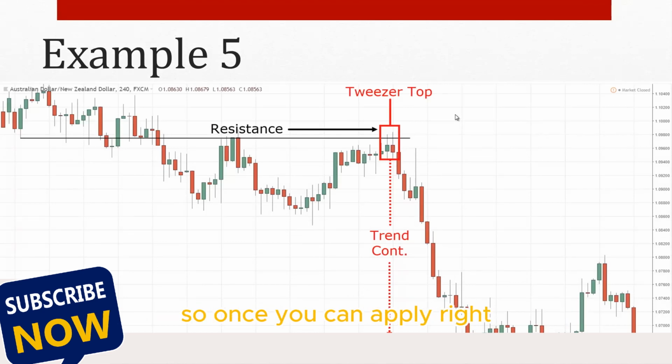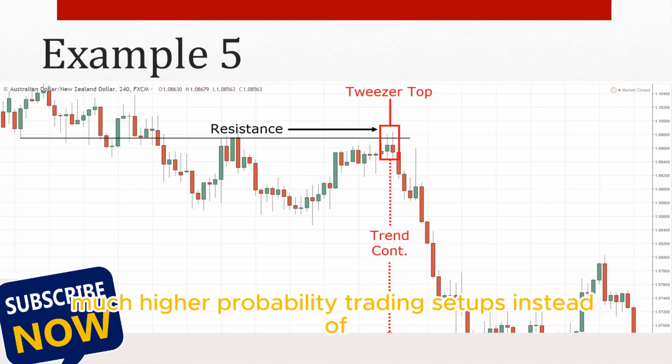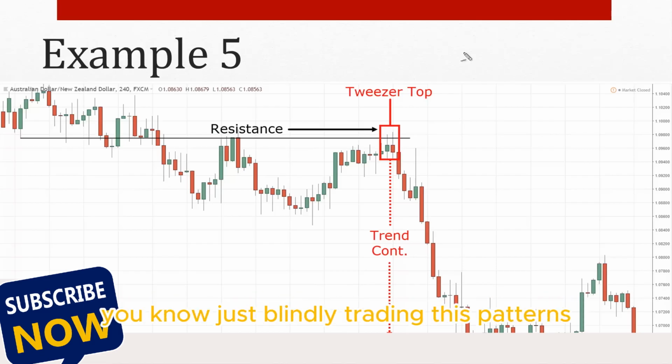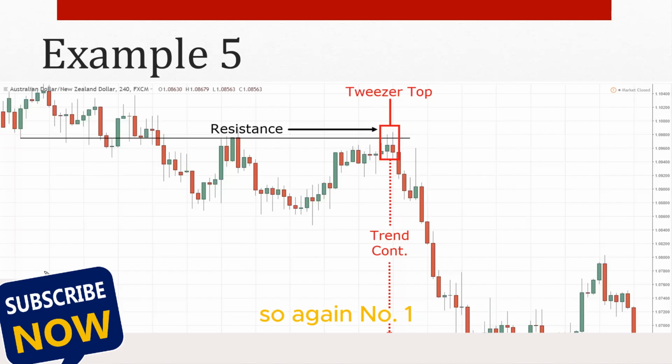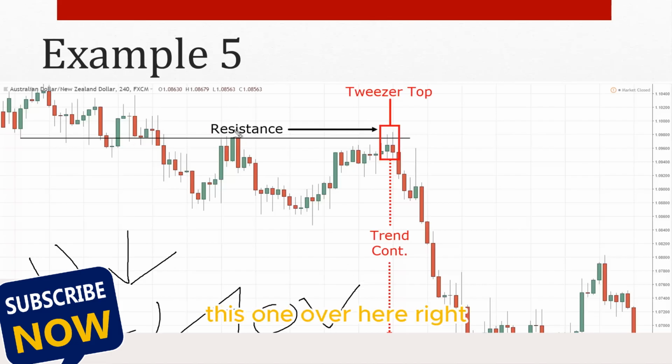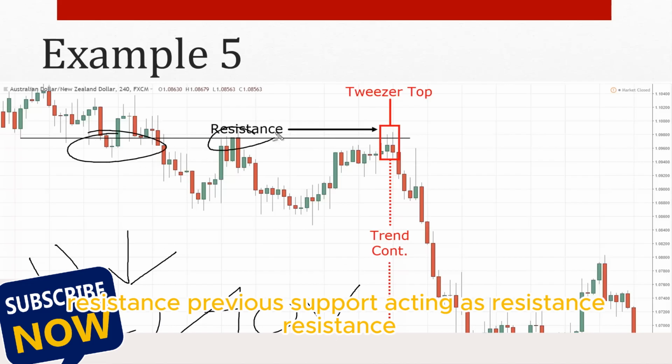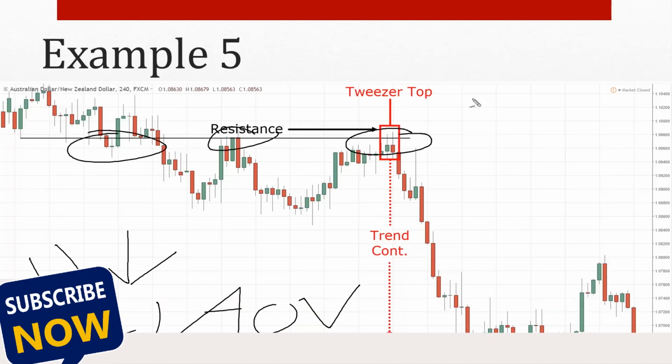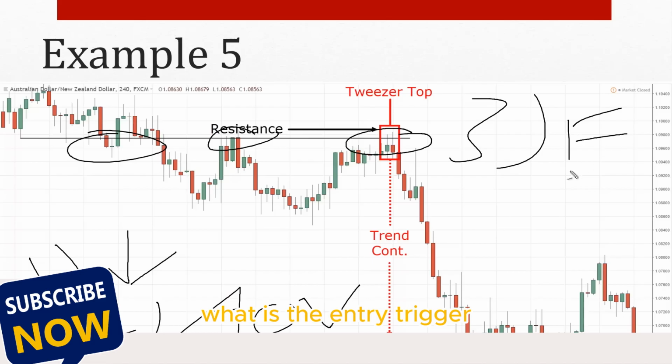Once you can apply this, I would say you can start finding much higher probability trading setups instead of just blindly trading these patterns. So again, number one, what is the trend? Well, downtrend, right? Number two, area of value. What is the area of value? This one over here. Resistance, previous support acting as resistance. Okay, number three, what is the entry trigger?